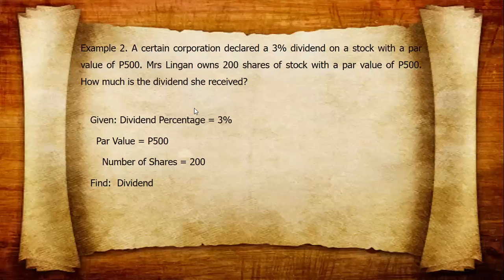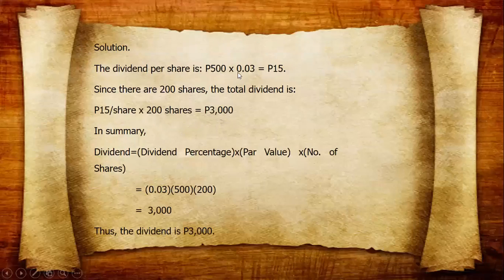Okay, mo na lang siya dire. Tara. So, 500 times 0.03 is 15 pesos. So, muna na yung dividend per share. So, after finding the dividend per share, since there are 200 shares, the total dividend is, makuha na ito ang total dividend. So, the formula in getting the total dividend is your dividend per share times your shares. 15 times 200. That is equal to 3,000 pesos.